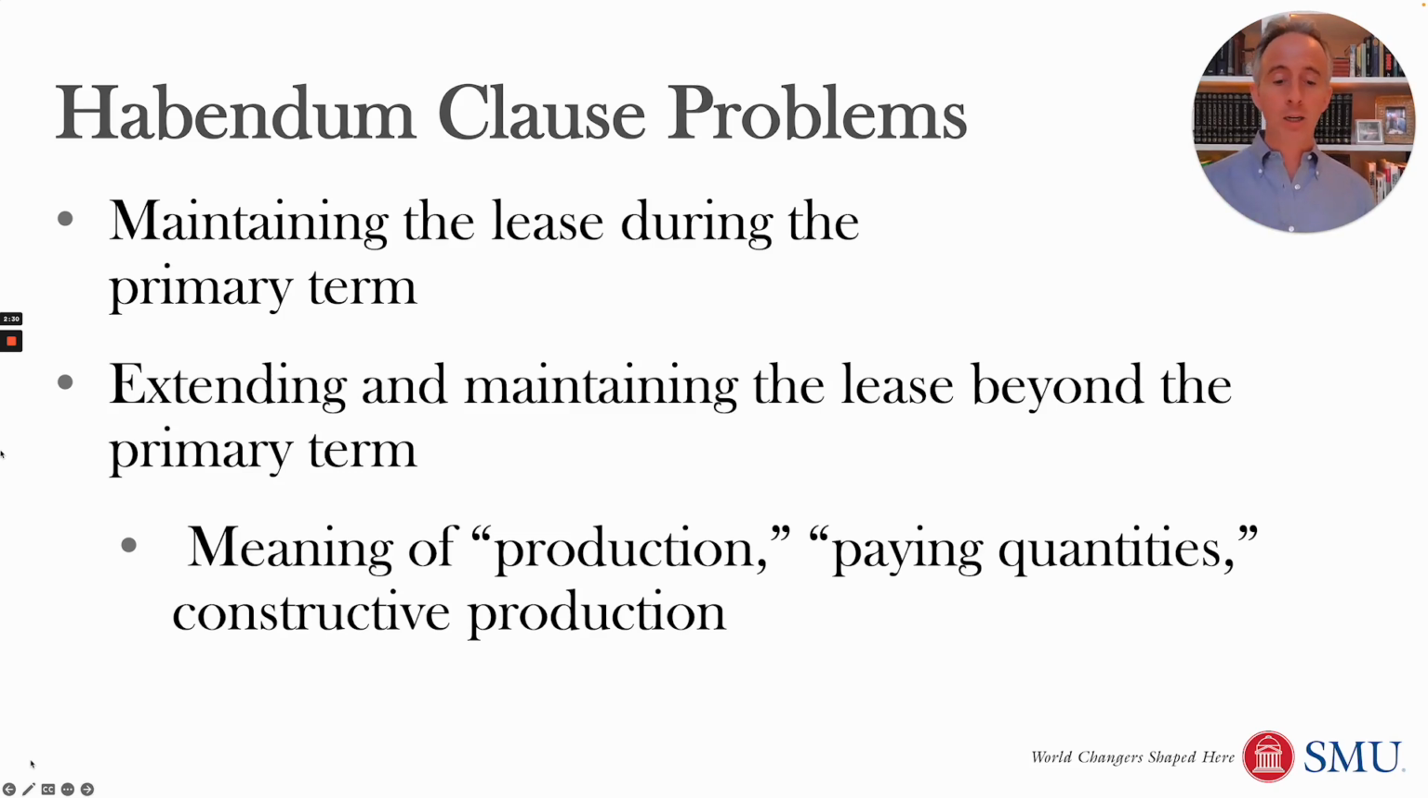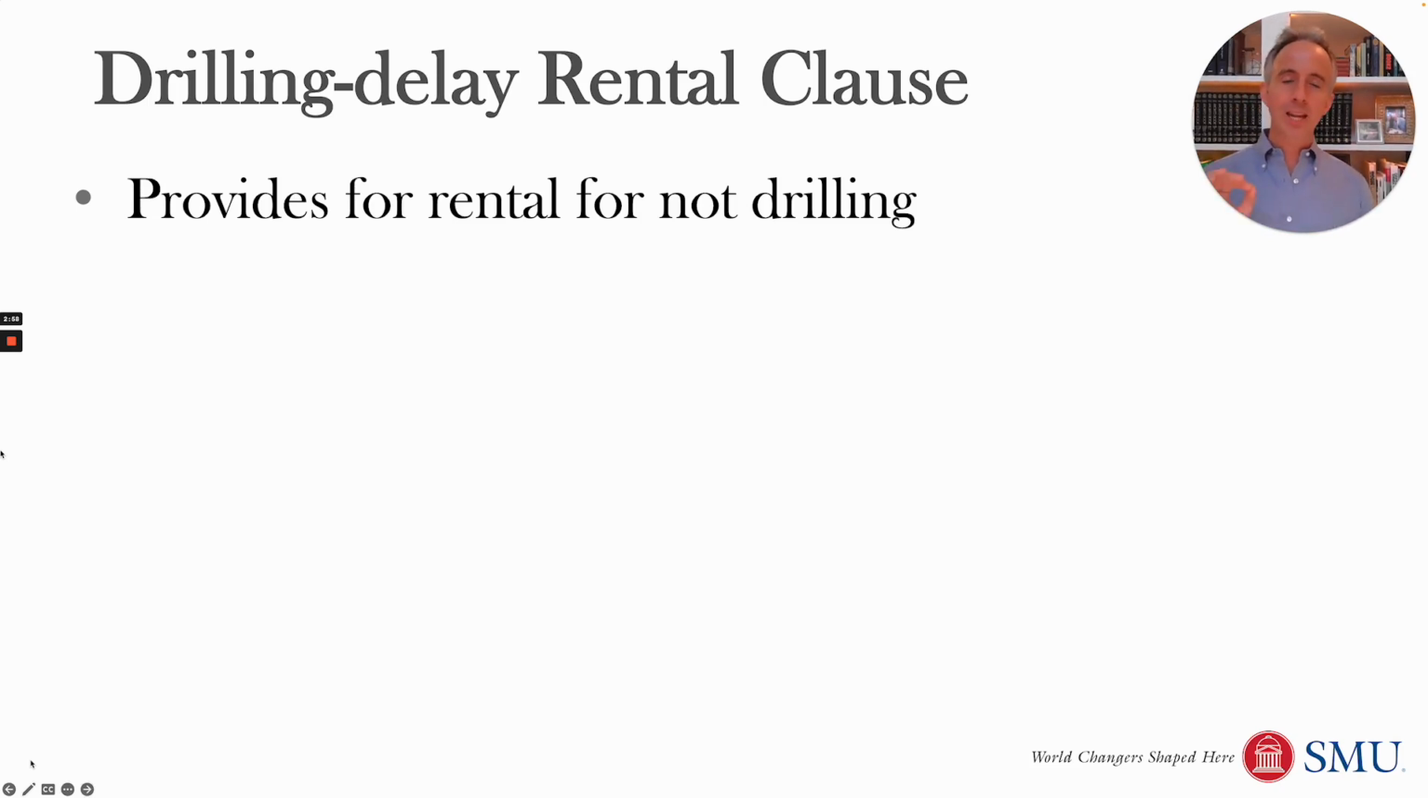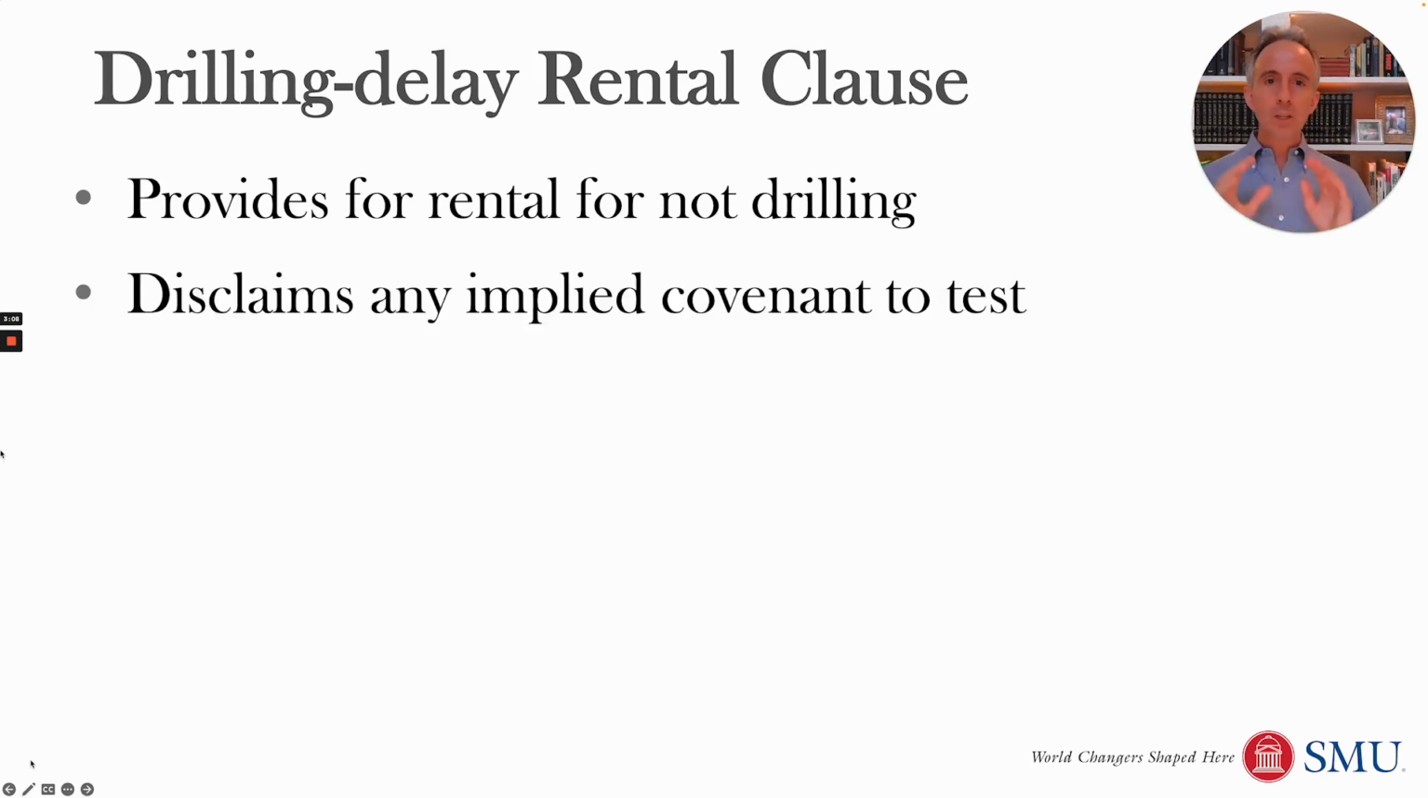Okay, so today we're talking about the primary term. Now, in the primary term, one of the big challenges to maintaining the lease is paying drilling delay rentals. Now, we'll see that these drilling delay rentals weren't really initially part of the lease. They were kind of made up by the courts, or they were made in response to implied duties that the courts kind of made up that weren't really in the lease. So the idea of the drilling delay rental is it provides the landowner with a small payment, a drilling delay rental, in return for not drilling. The reason that these developed is to disclaim any implied covenant to test. Now, the implied covenant to test was an implied promise that was basically made up by the courts.